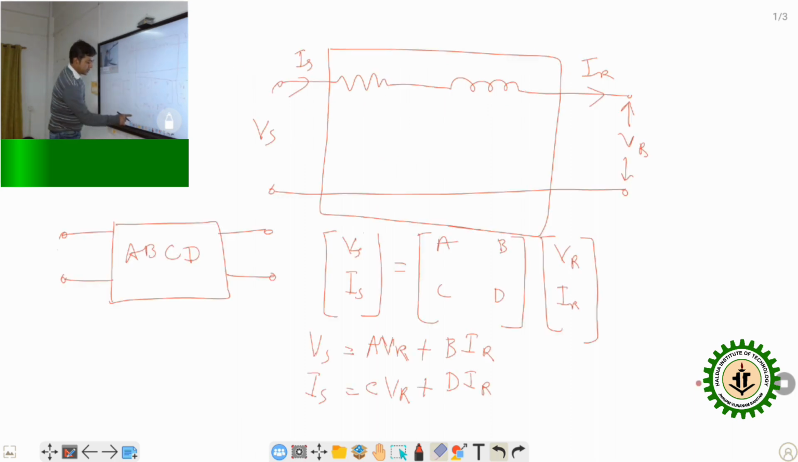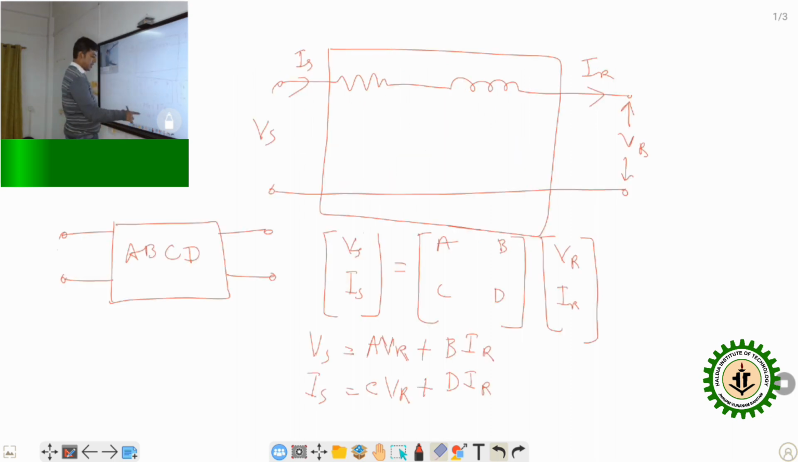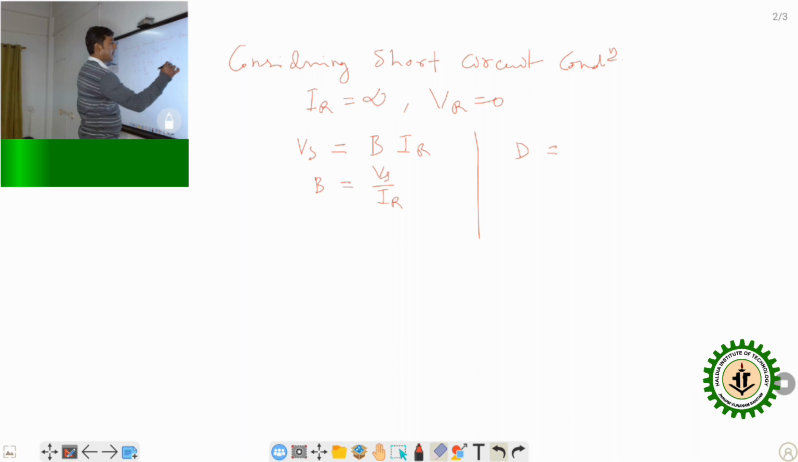From the other equation, Is equal to, this part is 0. So we can write D equal to Is divided by IR. Directly I am writing here. Okay. So here again I am writing D equal to what? Is divided by IR.